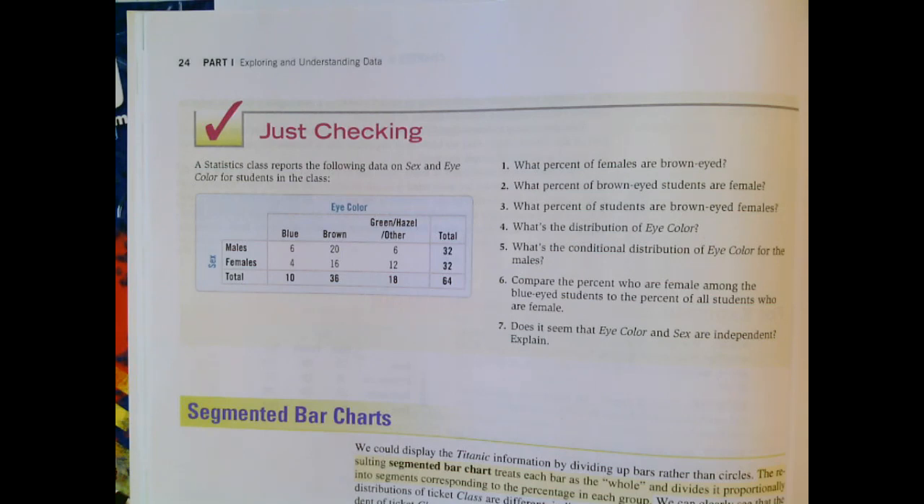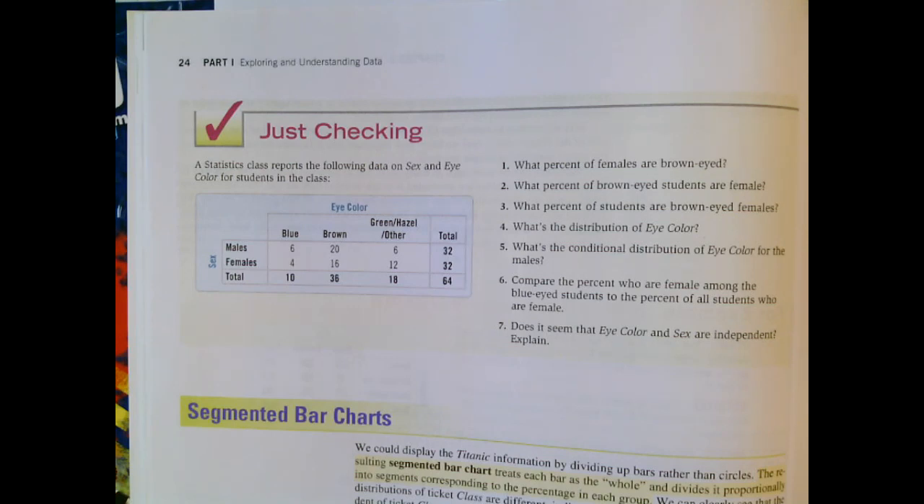This is worded backwards of the first one. So 16 over 36. It's a column view, so we need to restrict our view to only brown-eyed students and then look specifically at females. So 16 out of 36, which as a percent is 44%. Number 3, what percent of students are brown-eyed females?